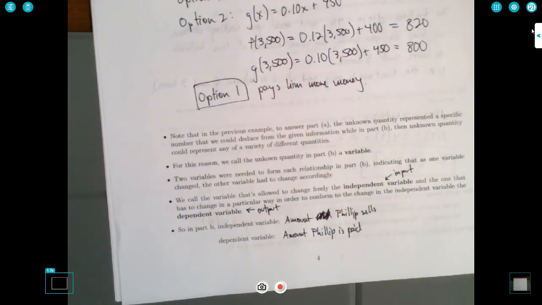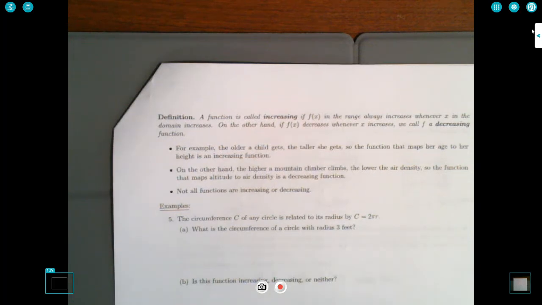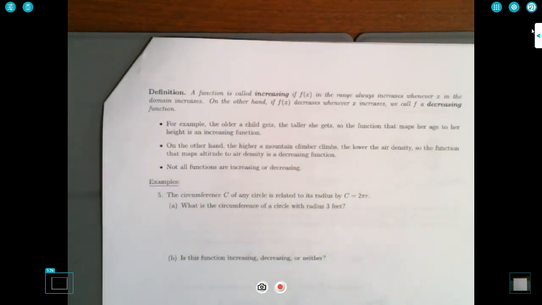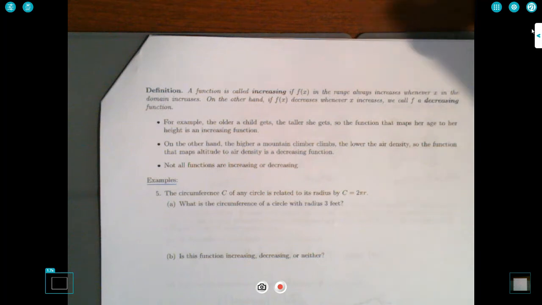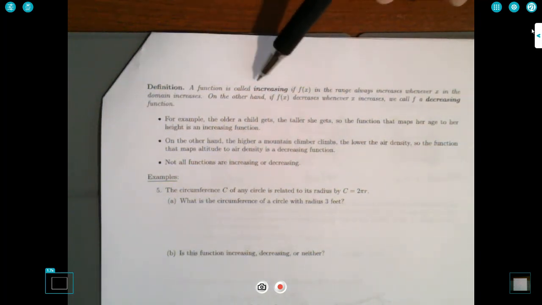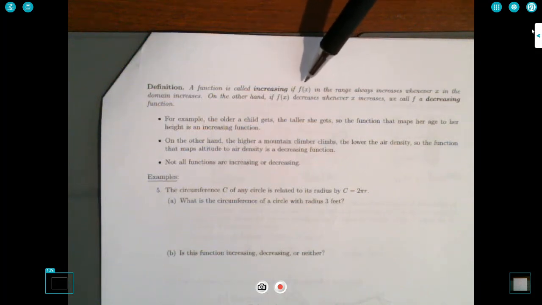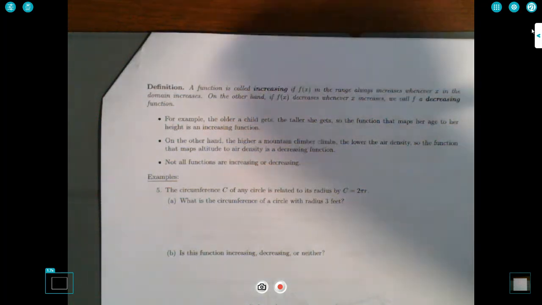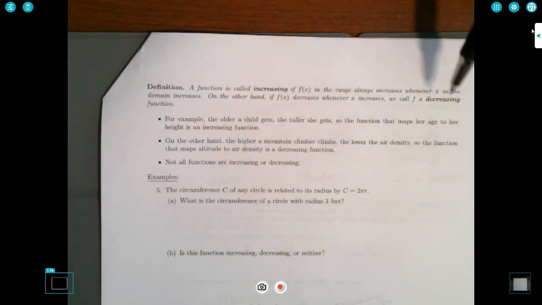So that's that. We still haven't used the word image yet, right? But I think we'll see an example of the use of the word image. Okay. So a couple more examples, but first let's talk about this idea. A function is called increasing if f of x in the range always increases whenever x in the domain increases. On the other hand, if f of x decreases whenever x increases, then we call f a decreasing function.